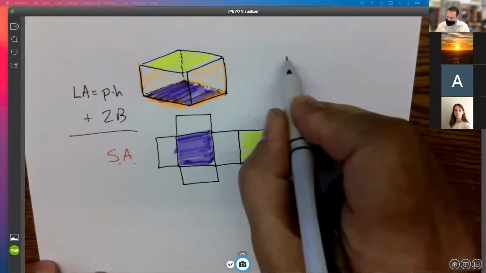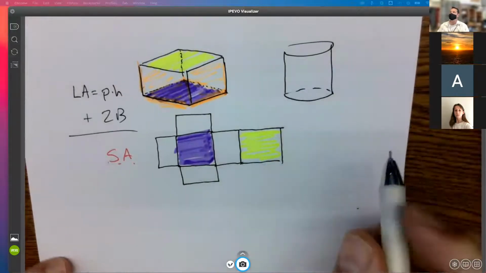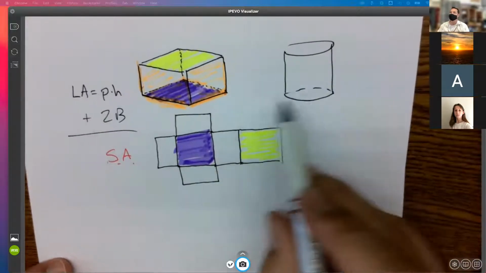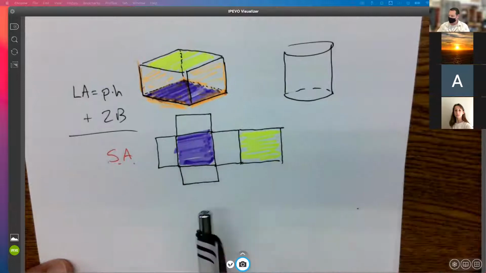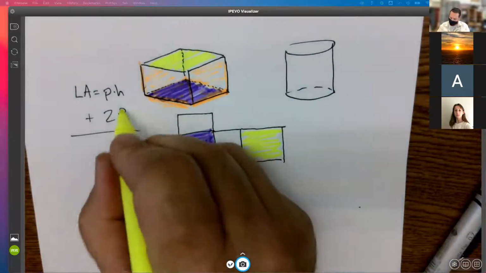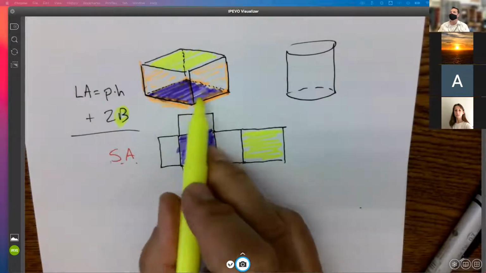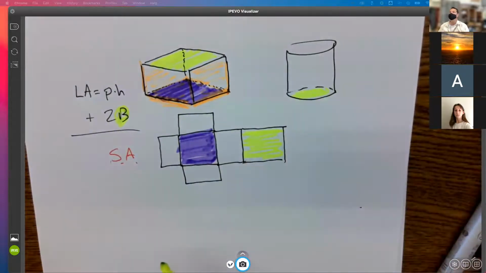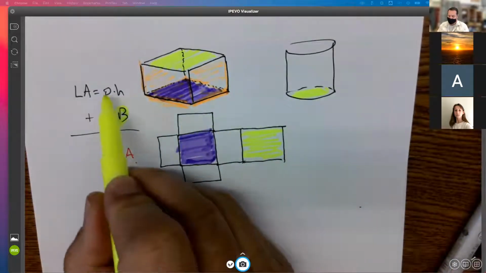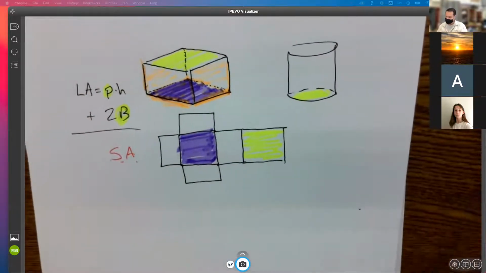And again, that applied to both prisms as well as cylinders. What was the distinction? How were these two things done differently? How do you find the area of a square? Length times width, good. And how would you find the area of a circle? Pi r squared. So that's what's different: how you find the areas of those bases and how you find the perimeters. But the process in terms of lateral area, surface area is the same.